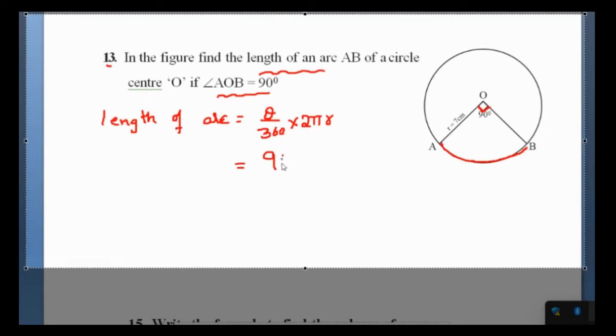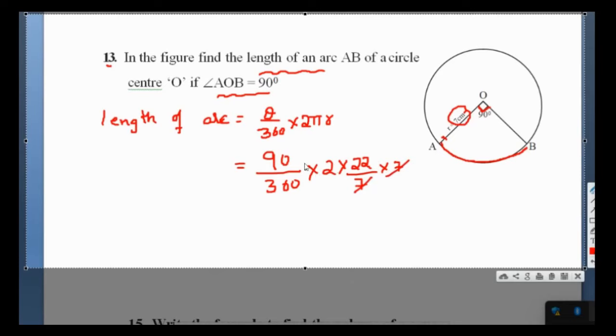So theta is given as 90, so 90 by 360 into 2 pi r. We all know the pi value is 22 by 7 and radius is given as 7 centimeters. So 7 and 7 get cancelled, 90 by 360 is 1 by 4. So 1 by 4 into 2 into 22 is 44. 44 divided by 4 is 11. So the length of the arc is 11 centimeters.